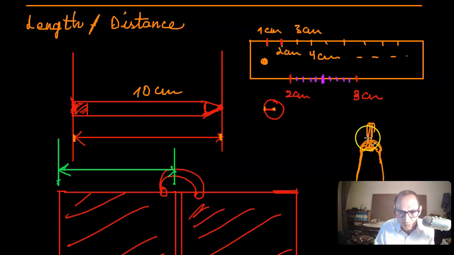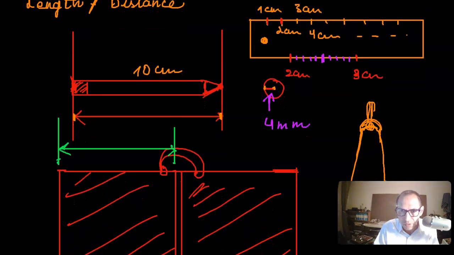So if you place your compass on the ruler and read the millimeter markings, you might say, for example, that the radius of the circle is something like 4 millimeters, right? So you might call this 4 millimeters.